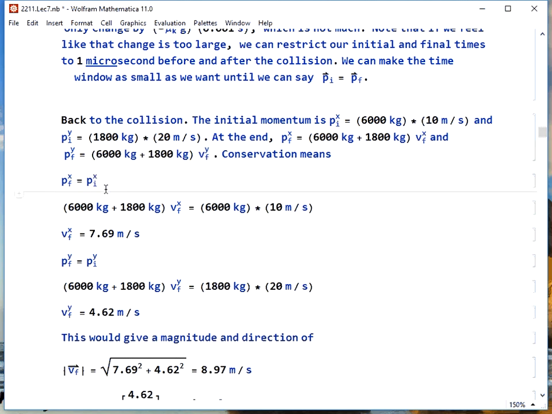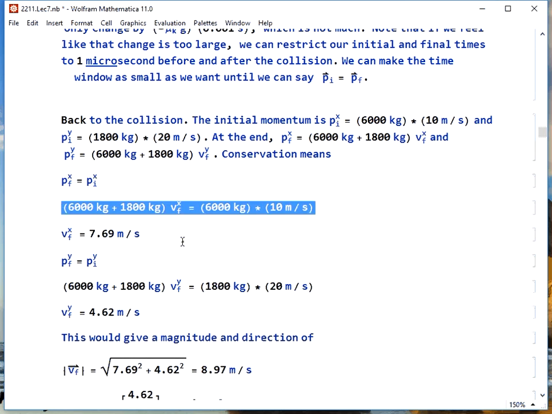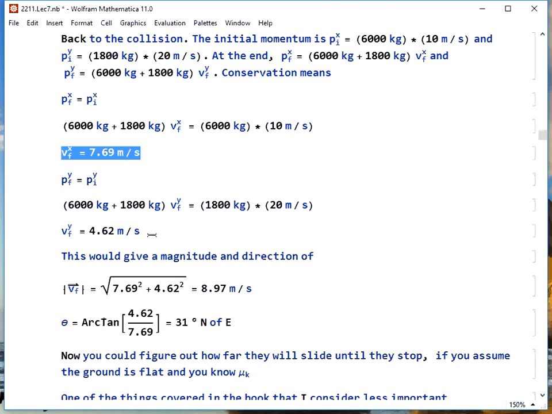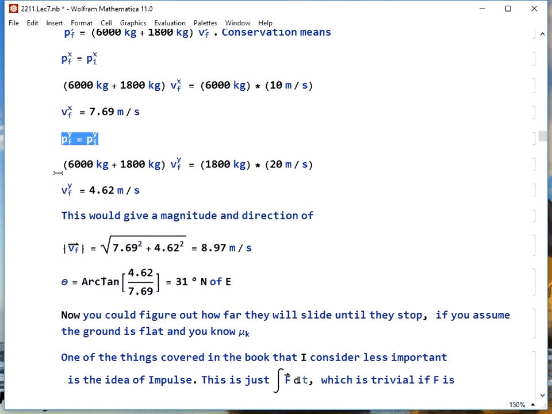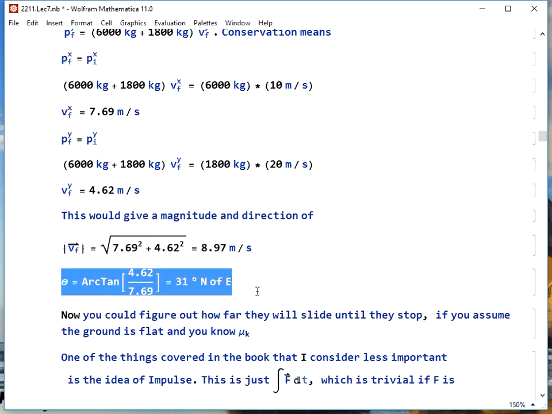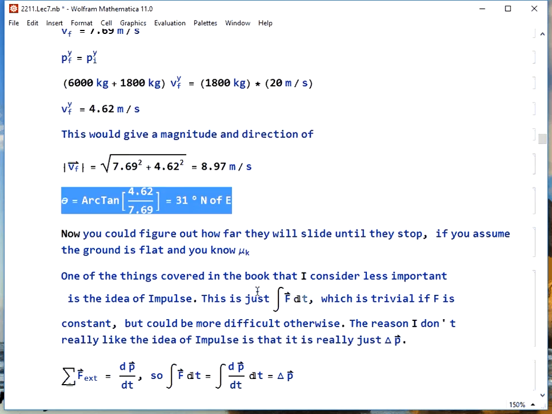This conservation of momentum is really two formulas, so it's Pfx equals Pix right here, and we get that the final x velocity must be 7.69 meters per second. We apply the same thing to y, we get that Vy final is 4.62 meters per second. Now we can make a final velocity vector, just like we did in the vector chapter, of about 9 meters per second. And the direction, they're going 30 degrees north of east.